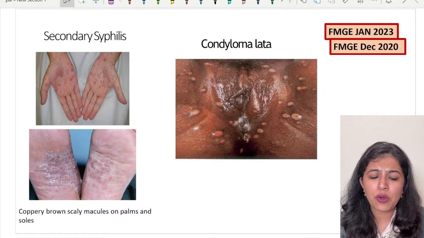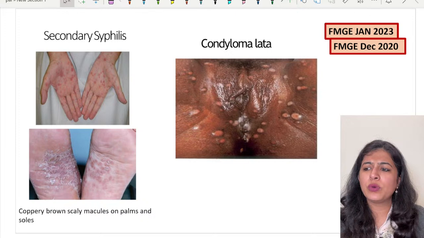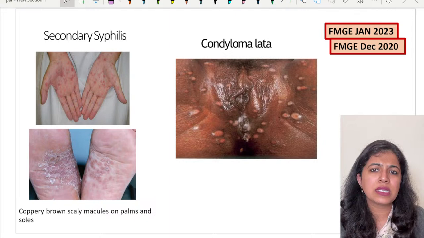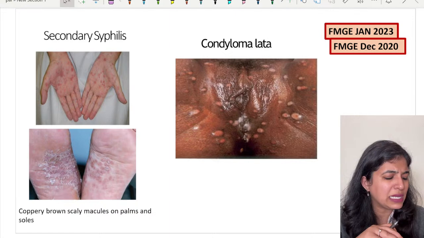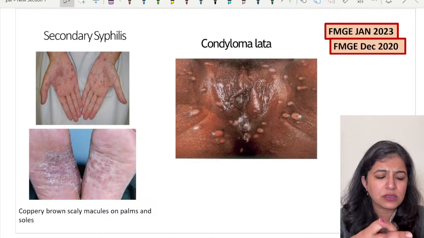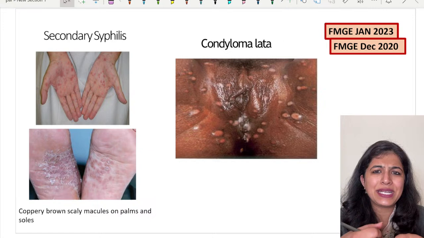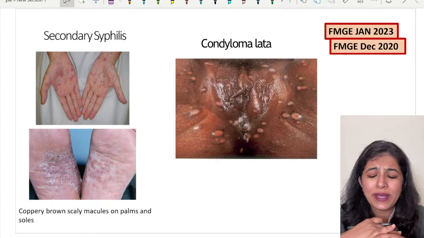And another question which comes is on secondary syphilis. It will mention a patient who is a truck driver with a promiscuous history with multiple sexual partners, presents with multiple coppery brown macules on the palms and soles as shown in the image. Then there are genital lesions. What is the diagnosis? Multiple coppery brown macules on the palms and soles with condyloma lata on the genitalia, the answer is secondary syphilis. Very, very important. Asked twice. In fact, it was last asked in the FMG Jan 23 exam.